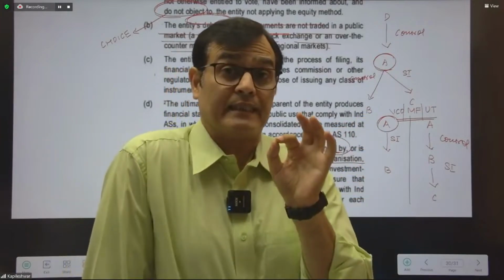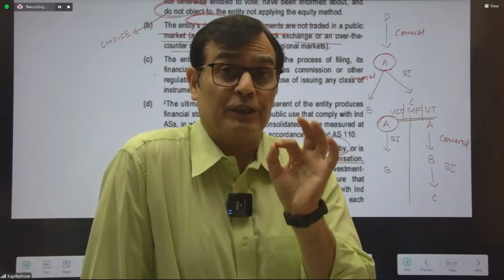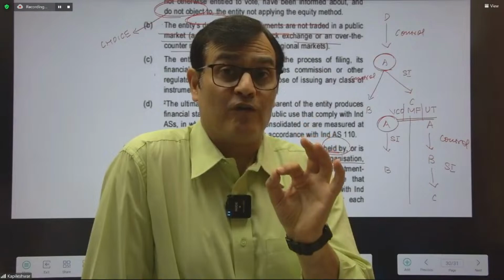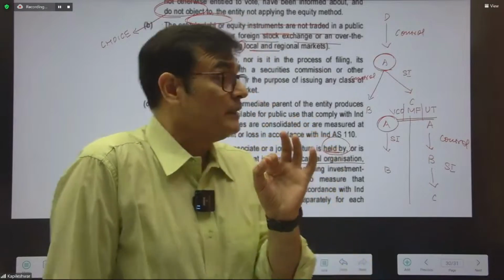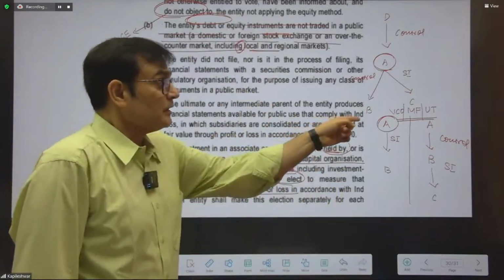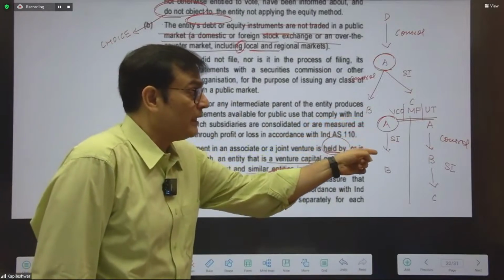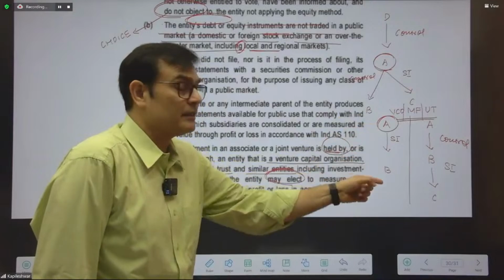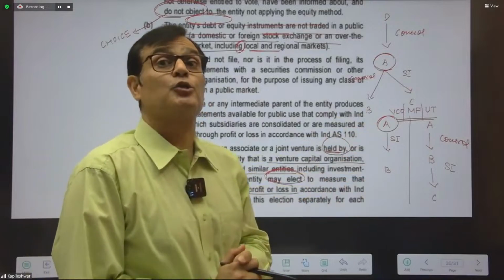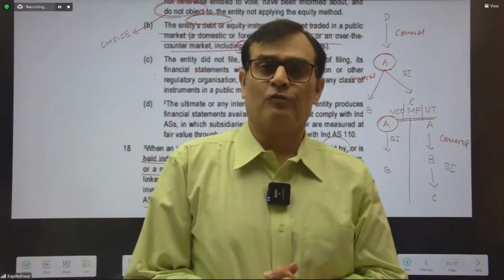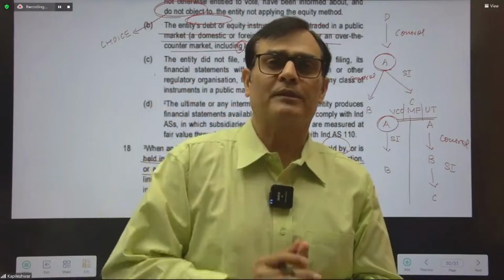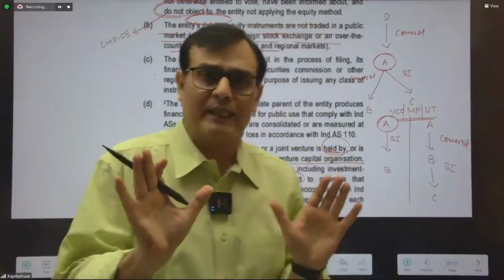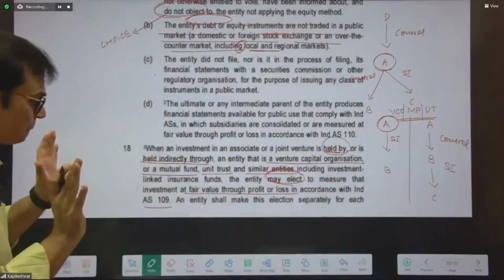The standard says that as an investor, if you are a venture capital organization or a mutual fund or supposed to be a case of unit trust, you've got a complete choice to apply equity method of accounting for B, or you can take this investment at FVTPL, your choice. It may. So you can account under equity method, or you may account it under, you can say, 109 FVTPL.